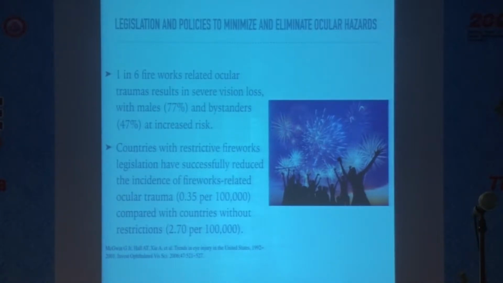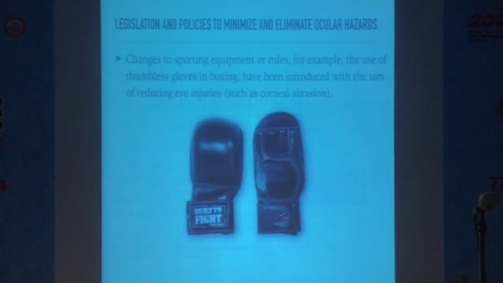If we have these restrictions, and in the last couple of years there have been selected regions in India with government legislation, we need to get the statistics on how it has reduced injuries. In sports, one of the things I found is in boxing, there are now thumbless gloves, and that has reduced corneal abrasions. Like these, some interventions need to be done.